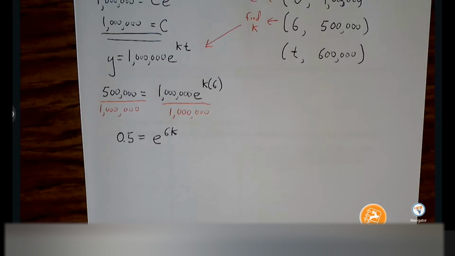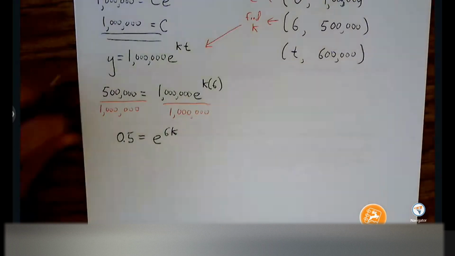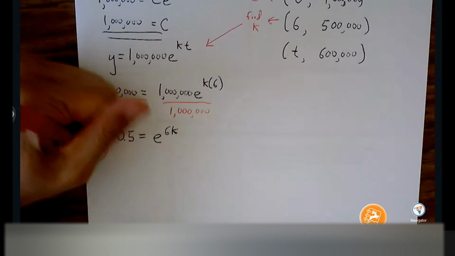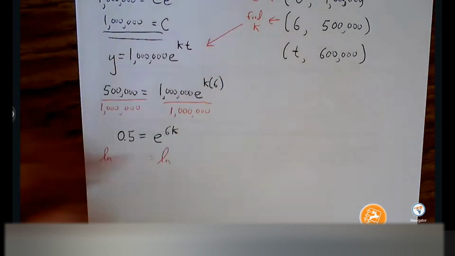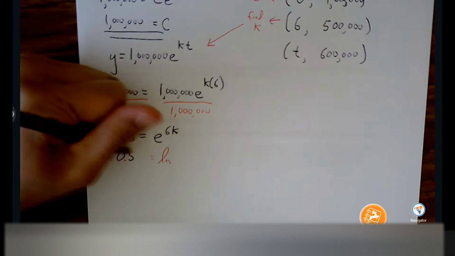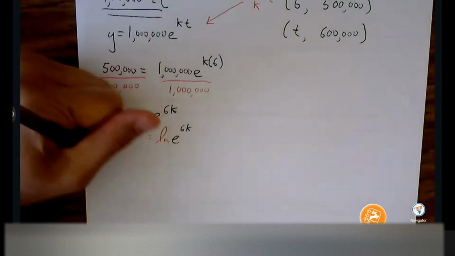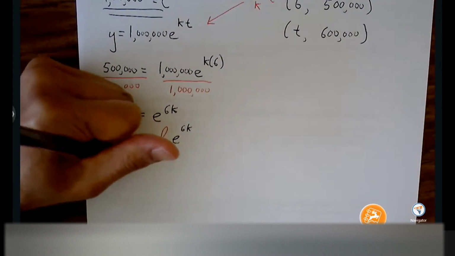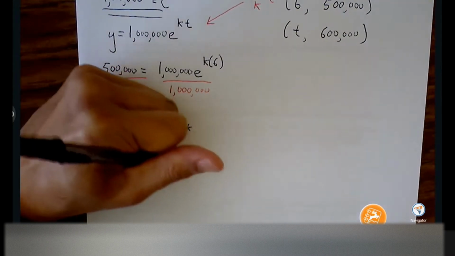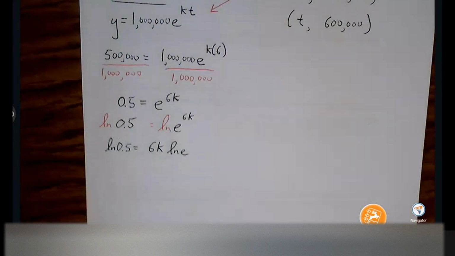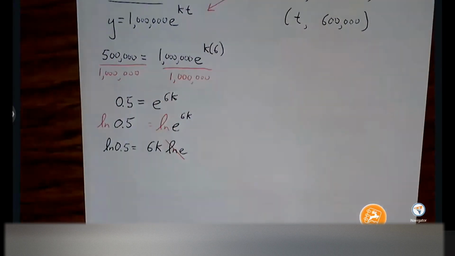All right, I want to solve for k, but k is sitting up in the exponent, so what can we do to bring it down? Yeah, let's have that natural log show up. Then that 6k is free to move between those two locations. Take the natural log of both sides. 6k comes down in front. Natural log of e cleans up to be just 1. Divide both sides by 6.